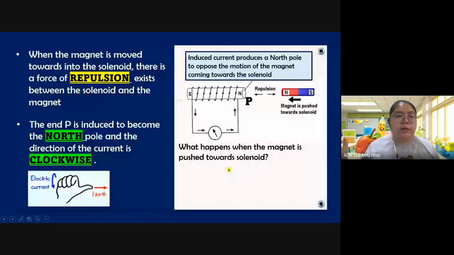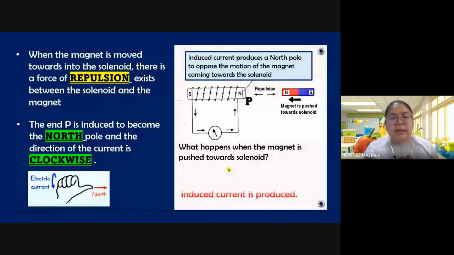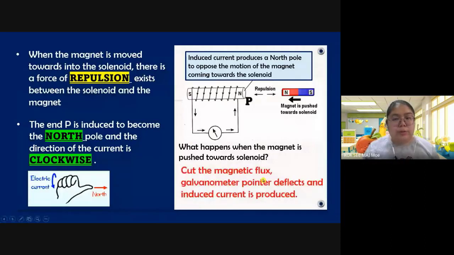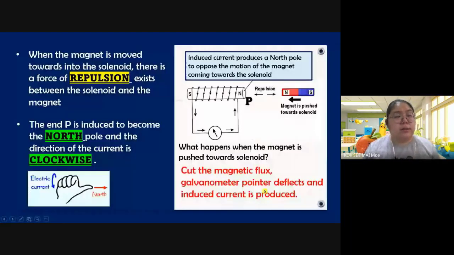Okay, question. What happens when the magnet is pushed towards the solenoid? When it is pushed into the solenoid, we know for sure it cuts the magnetic field. So it cuts the magnetic flux, the galvanometer pointer deflects, and induced current is produced. When it just goes in, we sure cut the flux. After that, the current can flow through the circuit, then the galvanometer will deflect. So this one is the situation when the magnet just goes in.